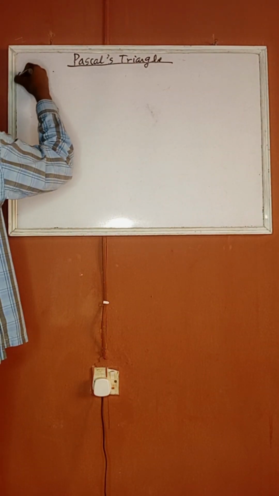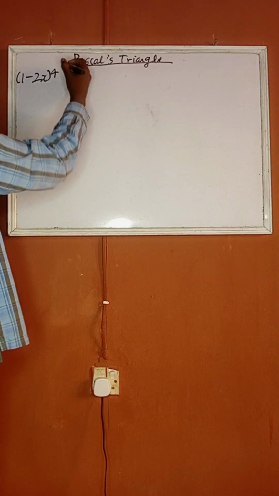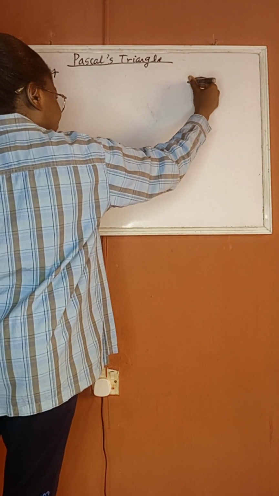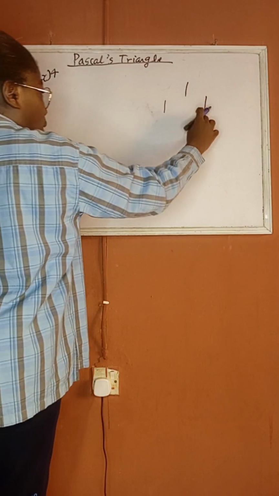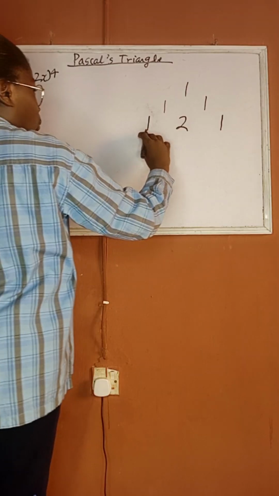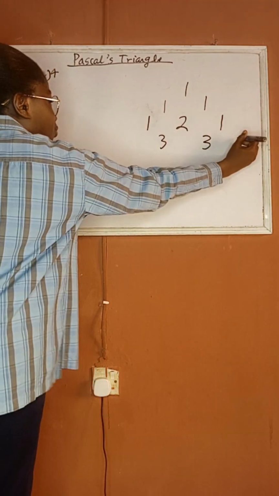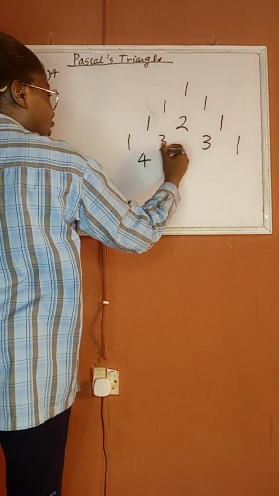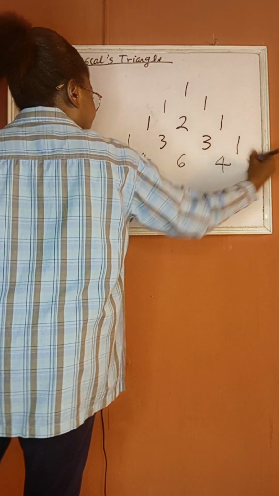Our first question is (1 - 2x) all raised to the power of 4. So let's represent the Pascal's triangle over here. We start with 1, then we bring another 1, 1. 1 plus 1 is 2. Then we lock the ends with 1 and 1. 1 plus 2 is 3. 2 plus 1 is 3. We lock the ends with 1, 1. 1 plus 3 is 4. 3 plus 3 is 6. 3 plus 1 is 4. We lock the ends with 1 and 1.